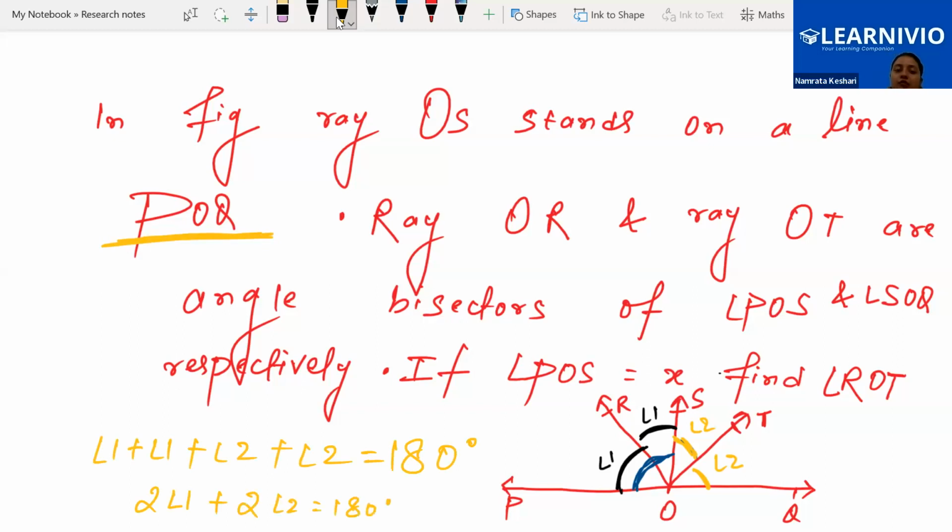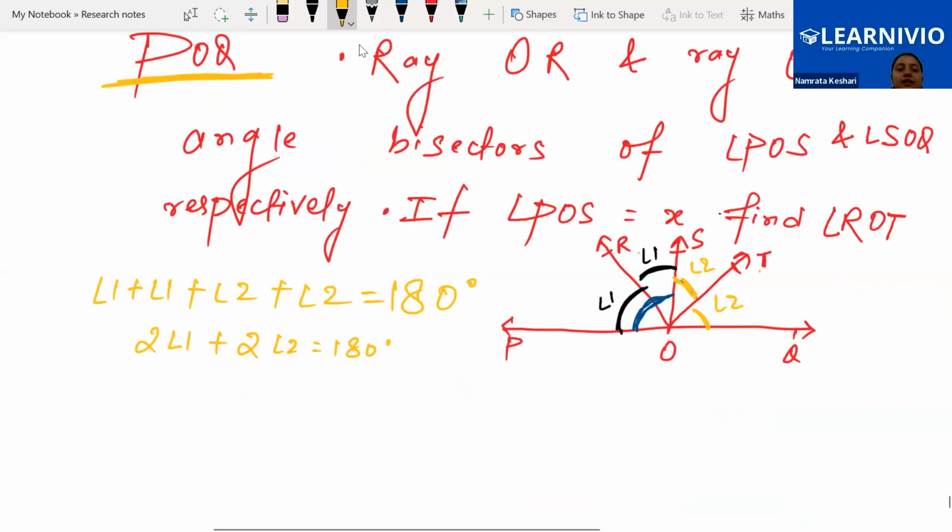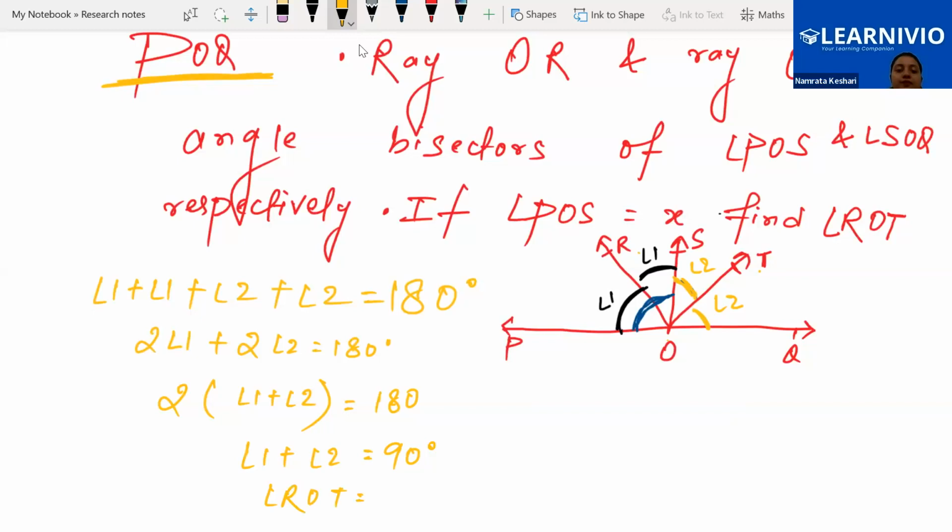What we have to find is ROT. ROT means what? Just angle 1 plus angle 2, right? That means we can take 2 out common and shift it to the other side. Okay, we can transpose it to the other side. We will be getting 90 degrees. Can you see it? This is ROT. So why is X given over here? To make us confuse. Okay, we don't need this X. Getting it?